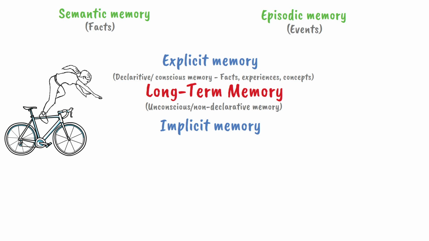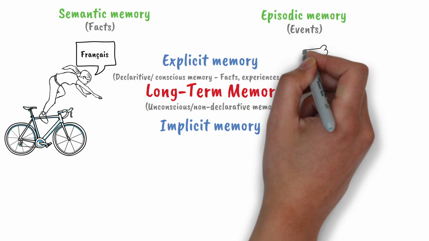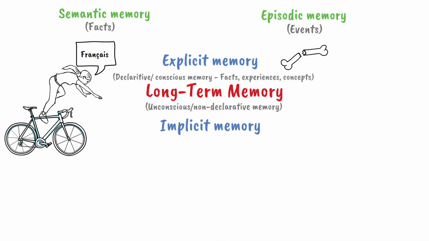Going back to our example, let's say you are telling your friends about your bike accident in French. Speaking French would be considered semantic memory because it contains the language knowledge. But saying how you broke your bone would be episodic memory because it's your personal experience.